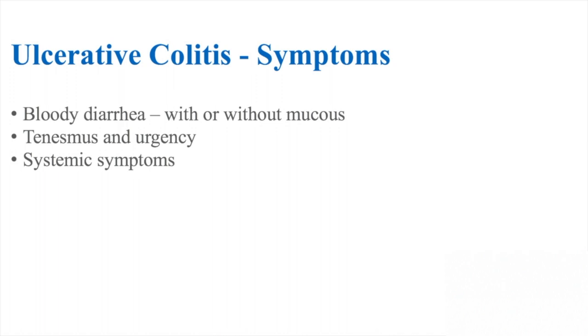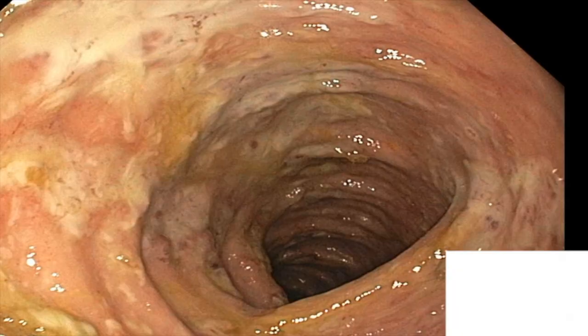Now, when we take a look in the colonoscopy, you'll see continuous inflammation within the colon. This is an example of a patient who I diagnosed with ulcerative colitis. You see this inflammation within the gut, and it tends to be a continuous inflammation.